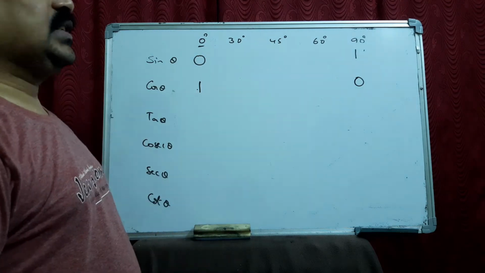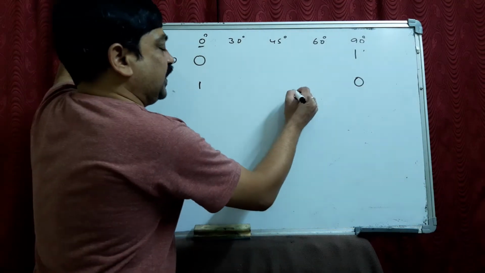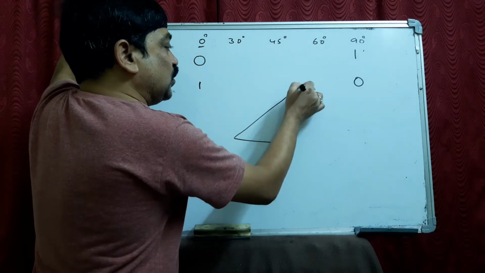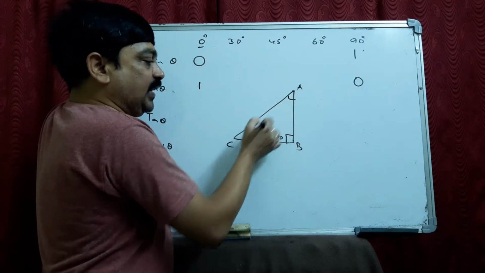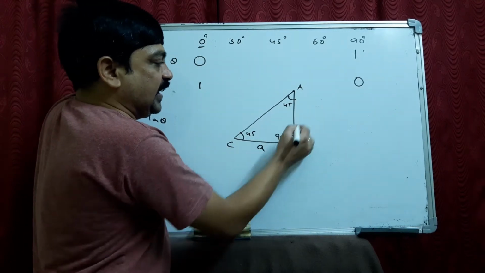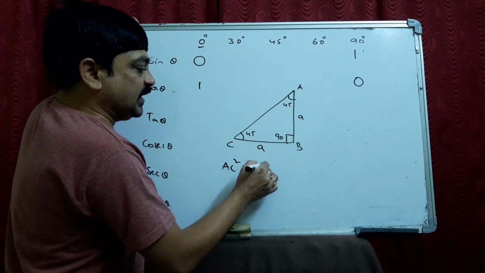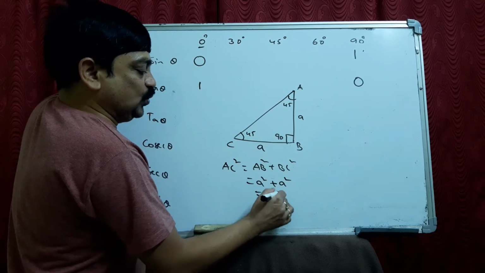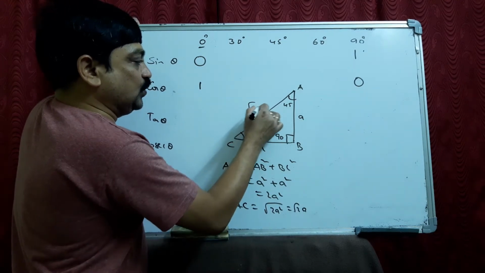What about 30, 45, 60? I'll tell you. For 45 degrees, I take a right angle isosceles triangle. Why right angle isosceles only? Because we need 45. When it is 90 and isosceles, then only these two angles become 45. So when it is isosceles, the sides are A and A. What about this side? According to Pythagoras theorem, AC square is AB square plus BC square, A square plus A square, 2A square. So AC becomes root of 2A square, root 2 A.